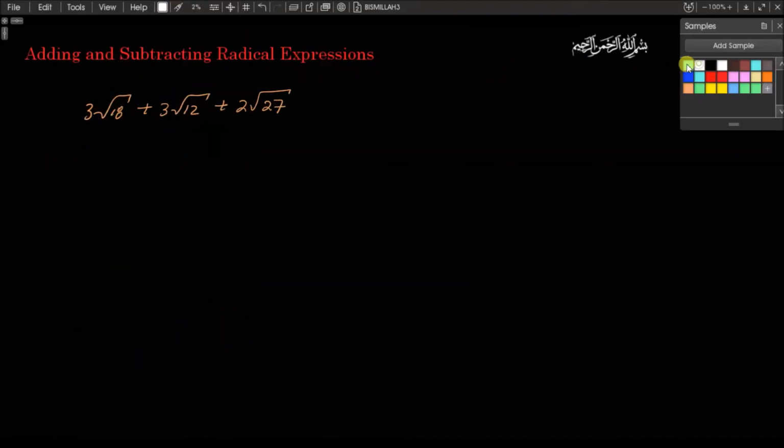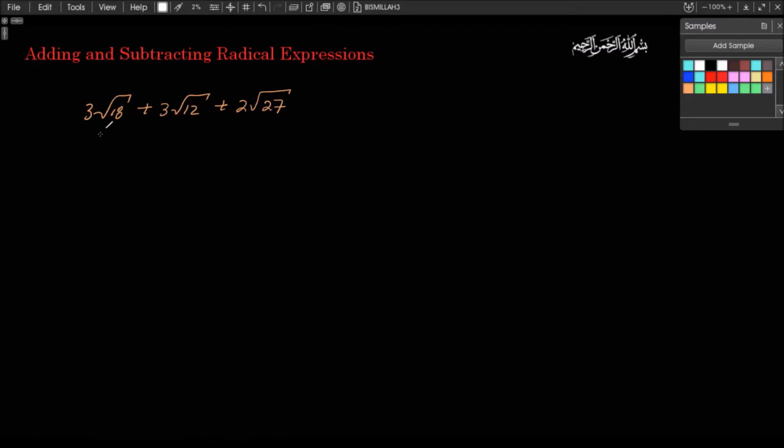Okay, now consider the following example. If you look at this superficially, you would say, well, you can't add these because the radicand, or the stuff that's inside the radical symbol, is not the same. But wait, perhaps we can simplify these, right? We can do the prime factorization and everything, and maybe simplify them and see what happens. Okay, so let's do that.